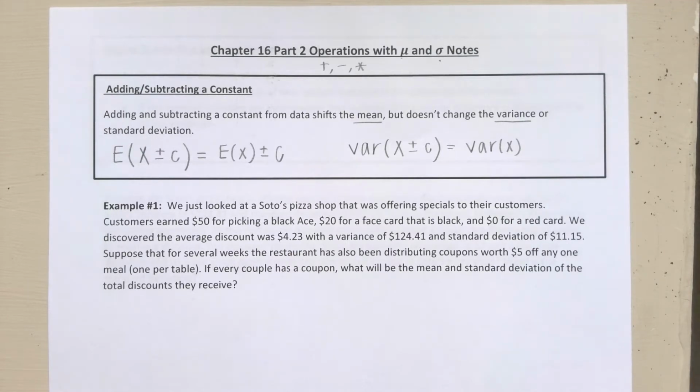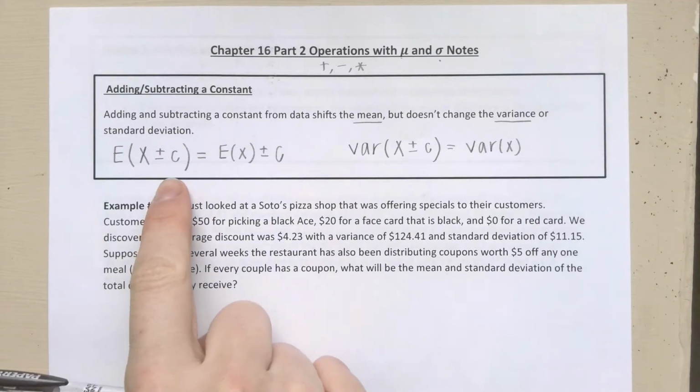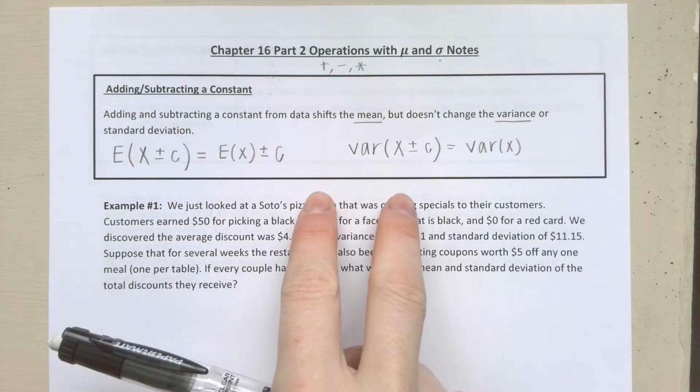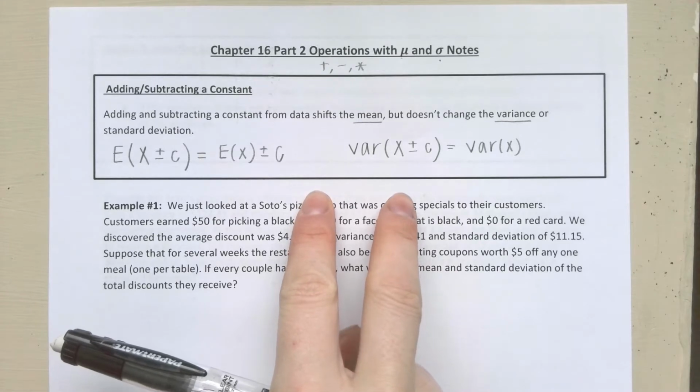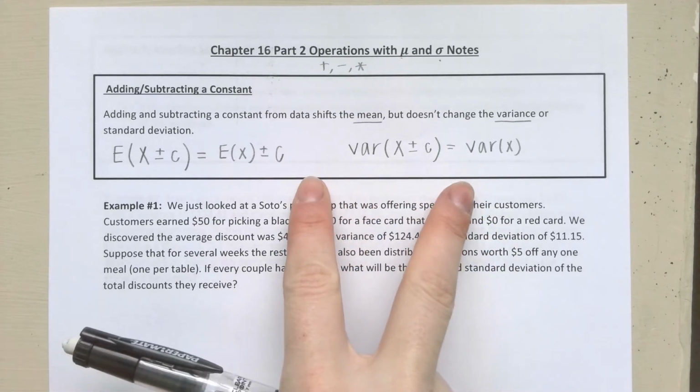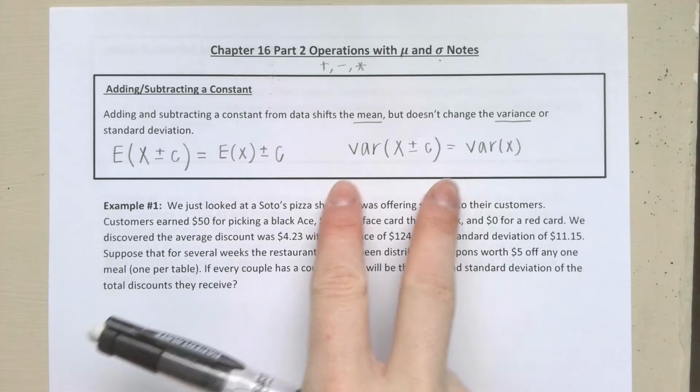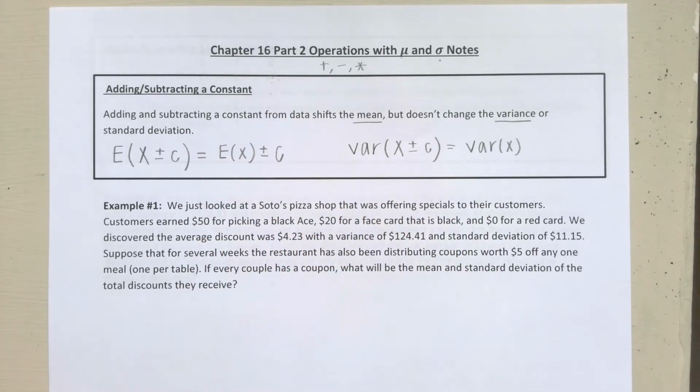We've seen this idea before where adding or subtracting changes the measure of your center because what you're doing is taking that data and just shifting it over. But by adding or subtracting, you are not changing the spread. It doesn't change how spread out things are. It's just changing where that average or that mean is located.